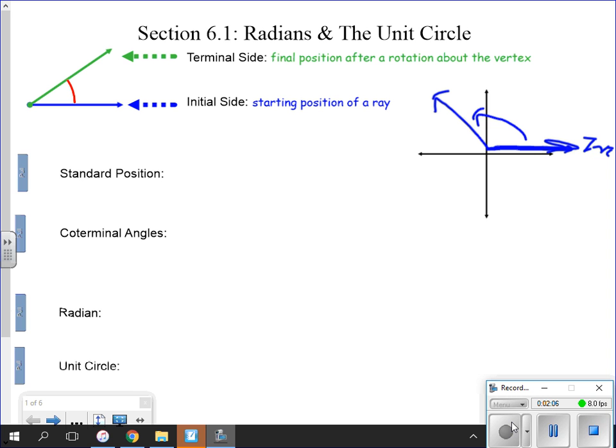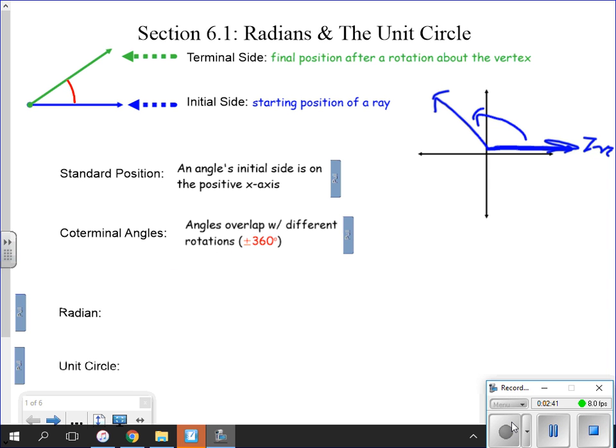Now, the standard position. An angle's initial side is on the positive x-axis. This is the standard position of an angle, just like I had there. It always starts on the positive x-axis, going out from 0. That's our initial side. If that's our initial side, that means the angle is in standard position, and we use standard position basically for everything.